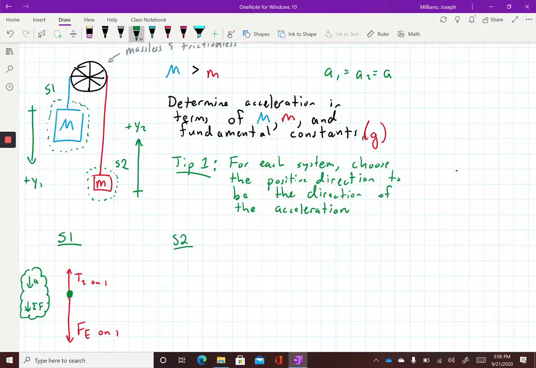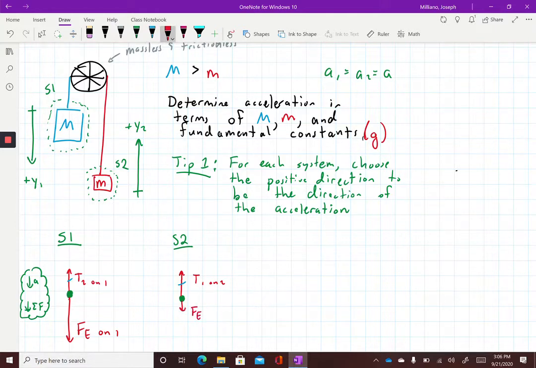System 2, we'll take it and shrink it down to a single point particle 2. It has the same magnitude of tension upwards because this is the Newton's third law pair. This is the tension that system 1 is exerting on 2, which must be equal in magnitude to the tension that 2 exerts on 1. So these are the same through Newton's third law.